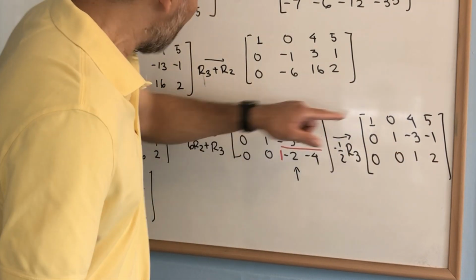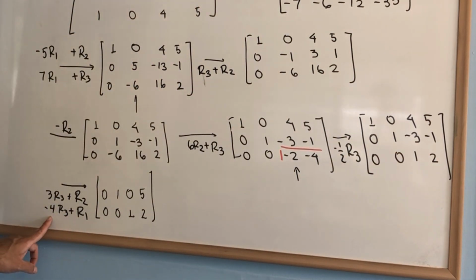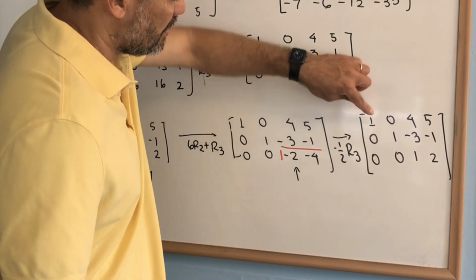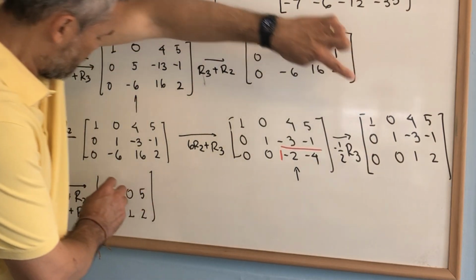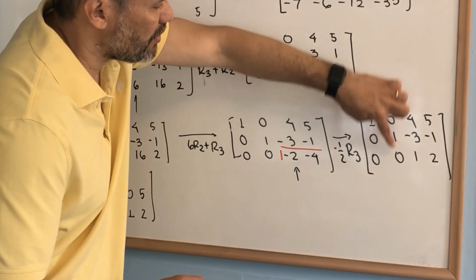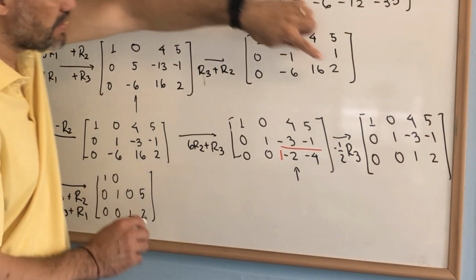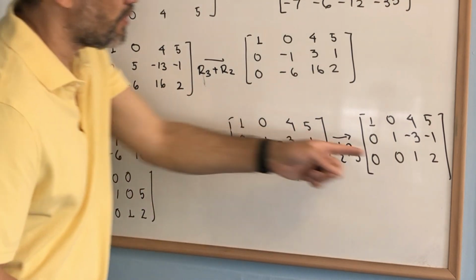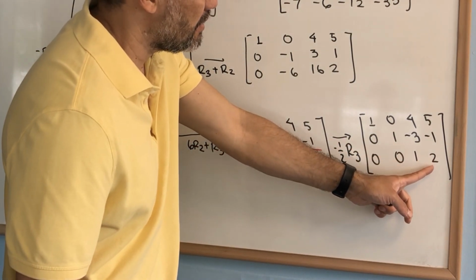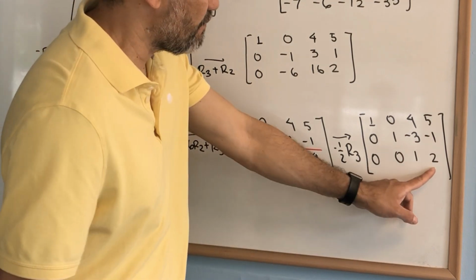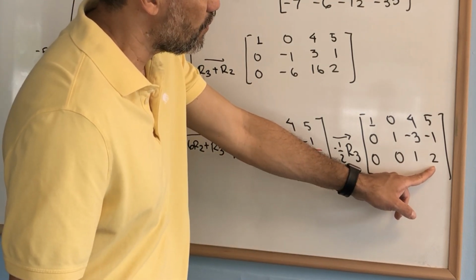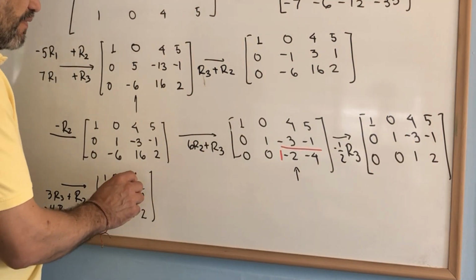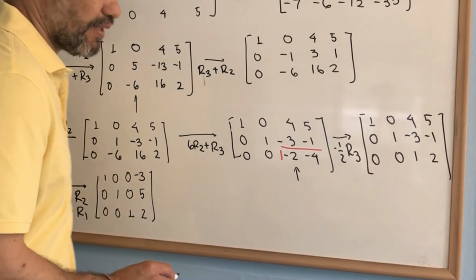And now I will change row 1 by subtracting 4 times row 3. If I multiply by negative 4 and add: negative 4 times 0 plus 1 is just 1. Negative 4 times 0 plus 0 is 0. Negative 4 times 1 plus 4 is 0. And I'm multiplying by negative 4: negative 4 times 2 is negative 8. Negative 8 plus 5 is negative 3.